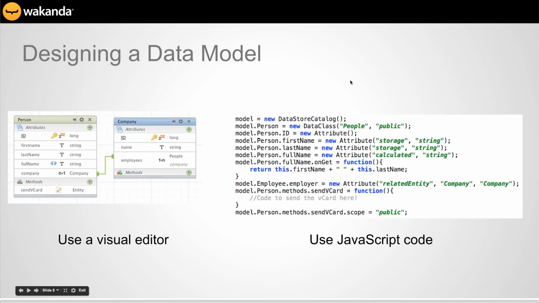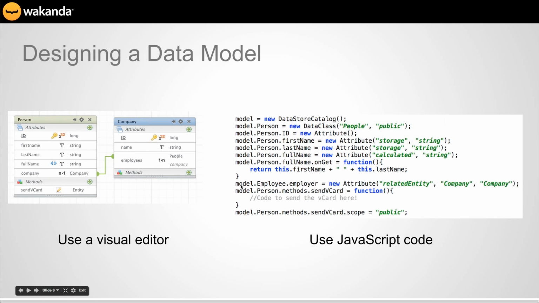So if we wanted to design a data model with JavaScript versus the visual method, this is an example of doing so. You're creating a new Datastore catalog, then you're adding a data class, adding various attributes, and this is all documented. We have extensive documentation. I encourage you to start digging into that.